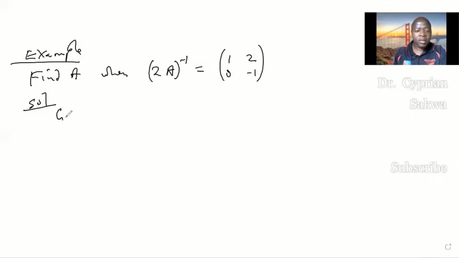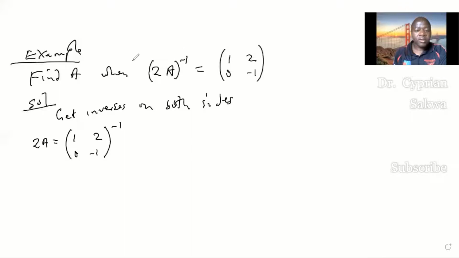Take inverses on both sides. If I do that, I would have 2A is the inverse of 1, 2, 0, negative 1, because you know that the inverse of the inverse of 2A would be 2A. So we only need to find the inverse on the right side.